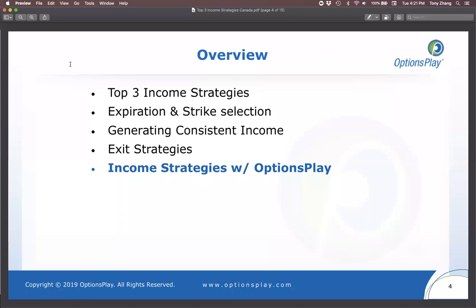We'll talk a little bit about how to gain consistency from these strategies. And I think that's probably the key for many users, is not how do I generate income, but how do I generate income on a consistent basis. So we'll talk a little bit about what you need to be doing in order to generate that consistent income stream for your portfolio. And then lastly, we'll talk a little bit about exit strategies, how to manage these trades before we jump over to OptionsPlay and show you some real samples of stocks and some real symbols for us to take a look at using OptionsPlay.